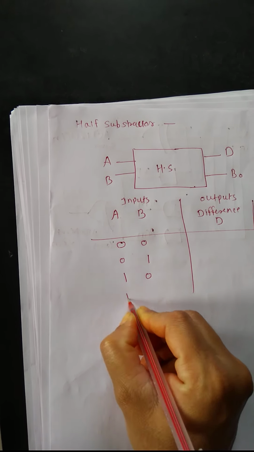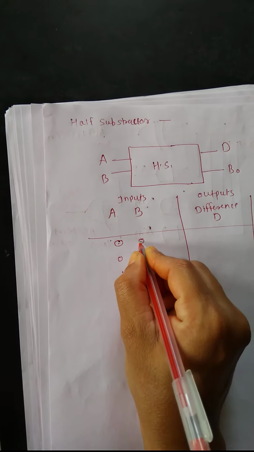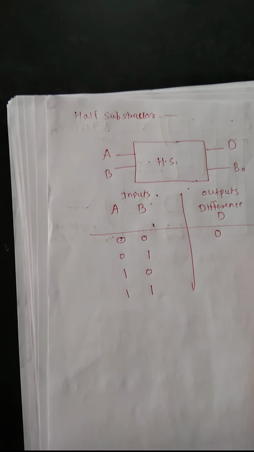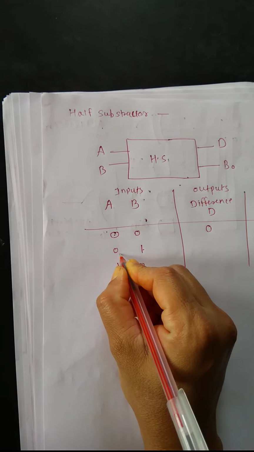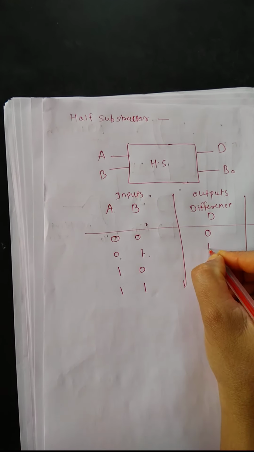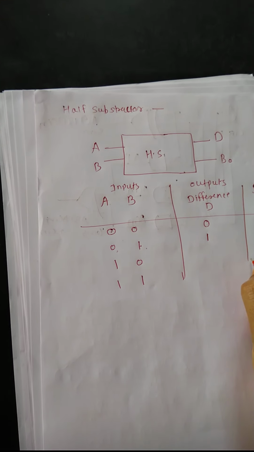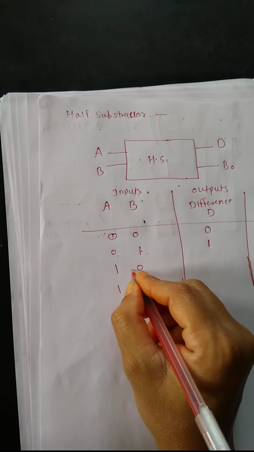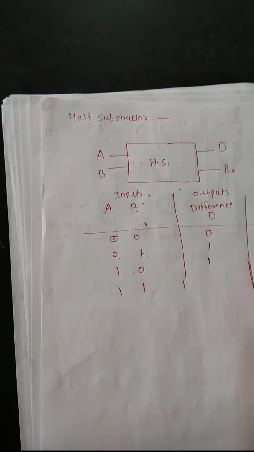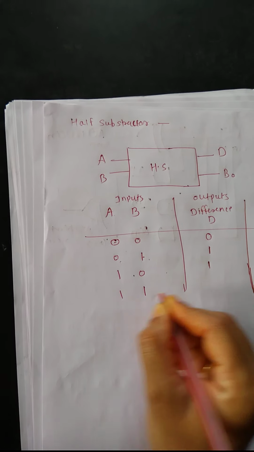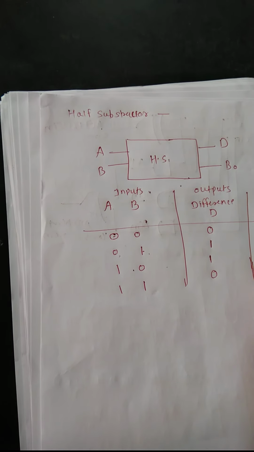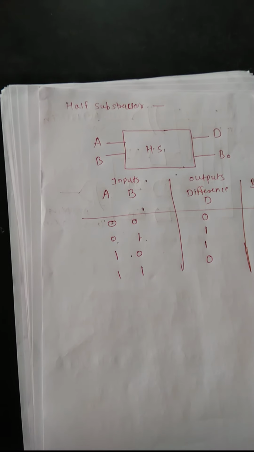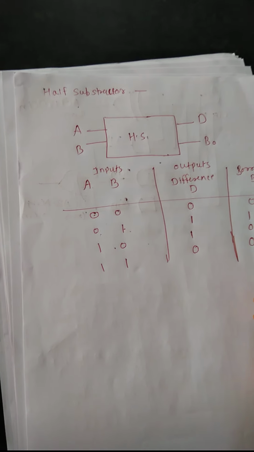0 minus 0, difference 0, borrow 0. 0 minus 1, difference 1, borrow 1. Next, 1 minus 0, difference 1, borrow 0. 1 minus 1, difference 0, borrow 0. This is the half subtractor.